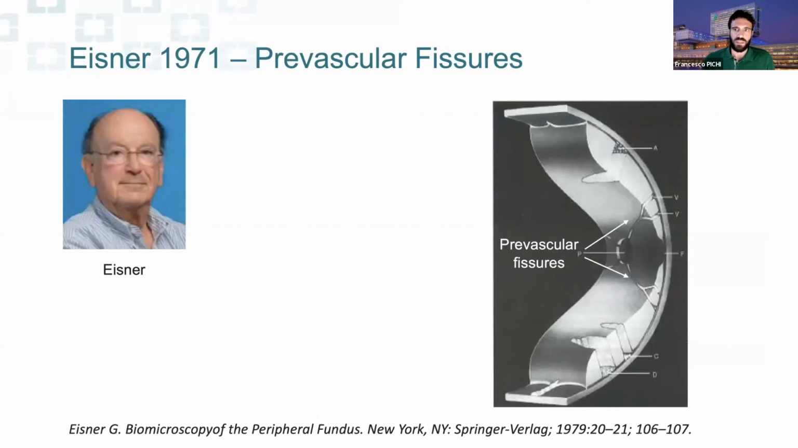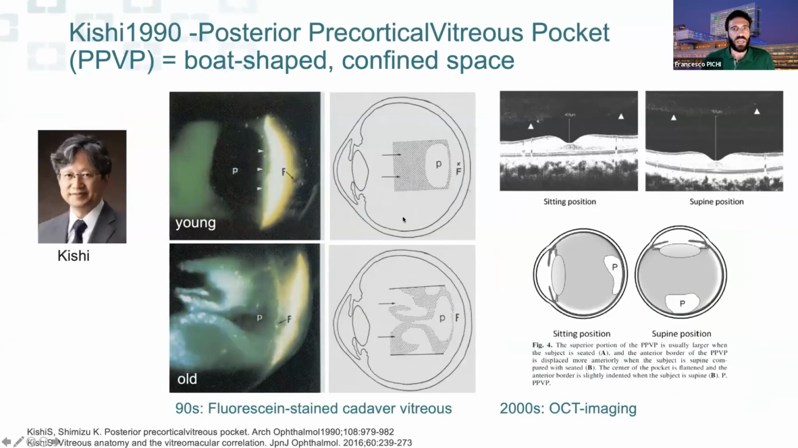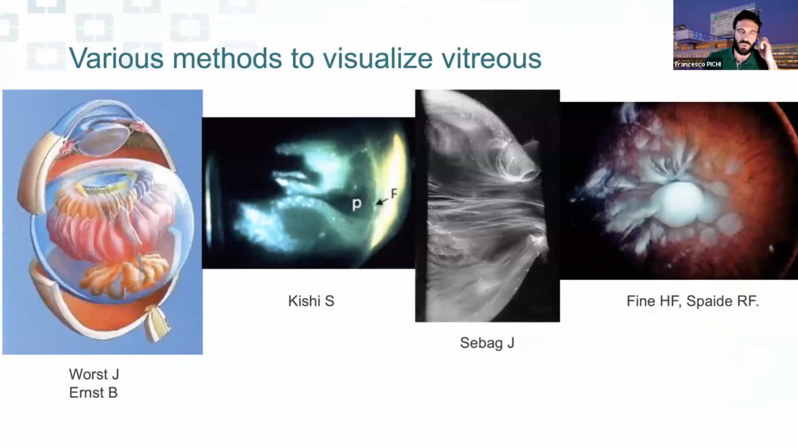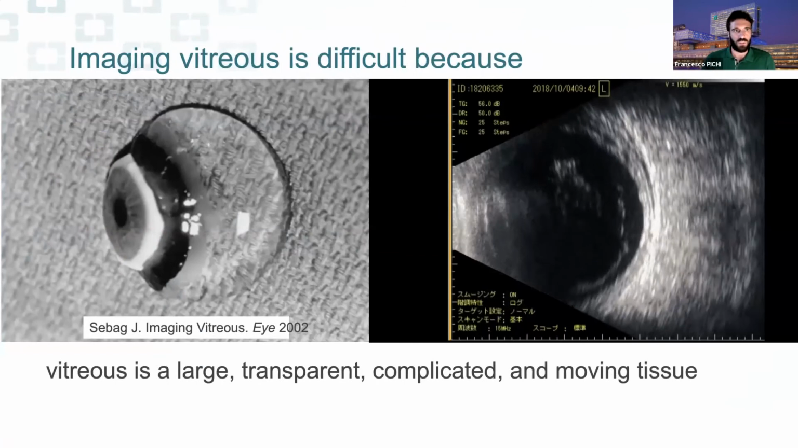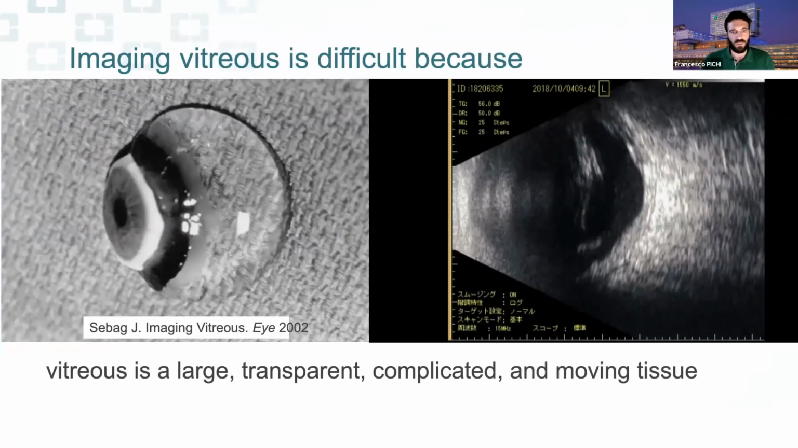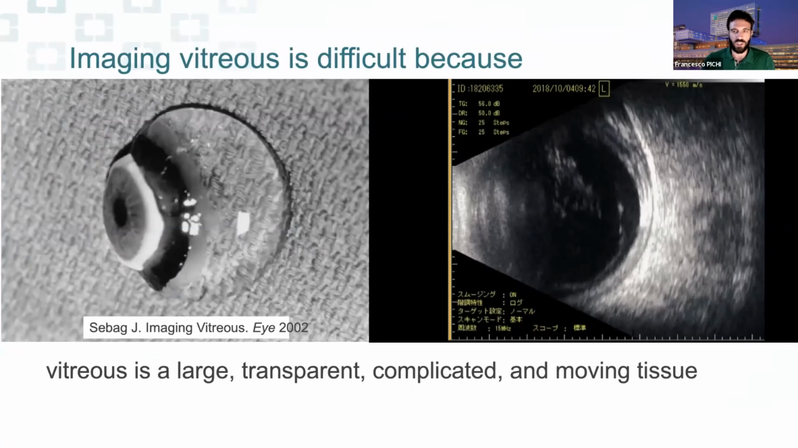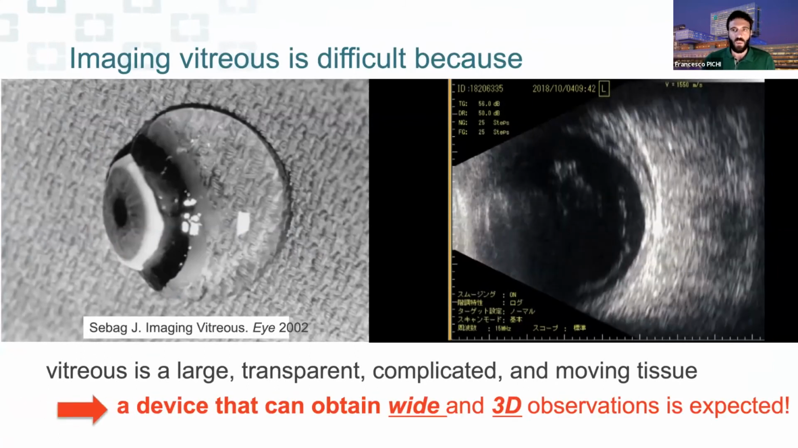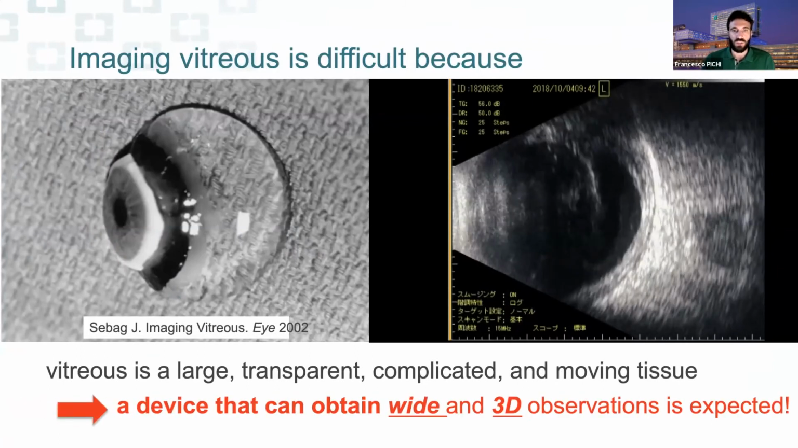And in the same year, Eisner visualized some optically empty fissures in front of the vessels. In the 90s, Kishi visualized with OCT actually the premacular bursa. I just named it differently, precortical vitreous pocket. But basically, there are various methods to visualize the vitreous. But imaging it in vivo is difficult, because the vitreous is large, transparent, and a moving tissue. So we really need something wide and 3D to image the vitreous.